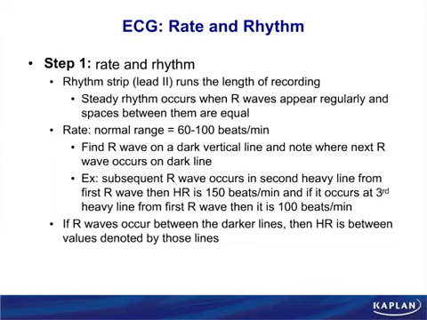Very first step, rate and rhythm. If you look at the rhythm strip, they'll usually give you one down at the bottom. It's usually lead 2, so it'll run for several beats to see if there's a steady rhythm. All we're saying is, do the R waves appear regularly? In other words, is there a regular space in between the R waves? We can pick out the R waves because that's the big spike going up. So we're going to look and determine rate and rhythm. That's going to be our first step.